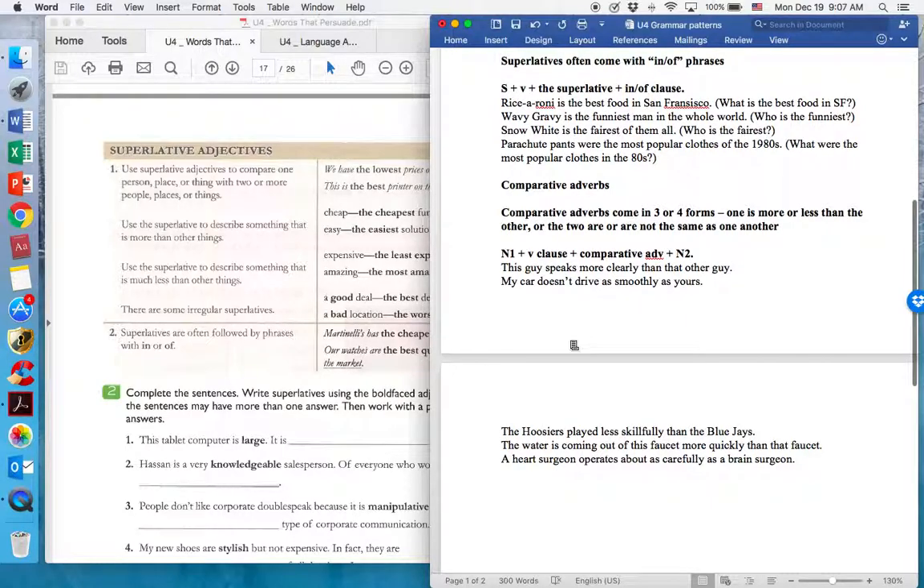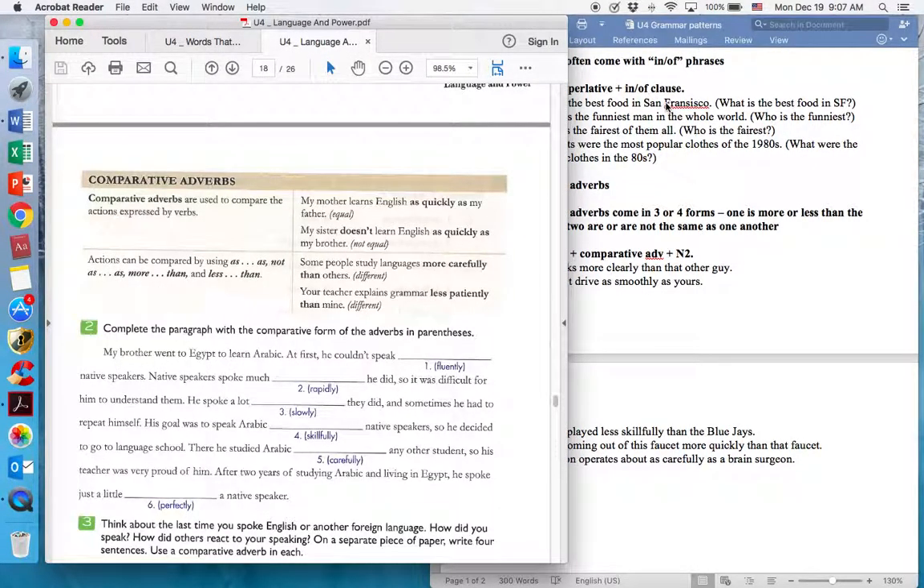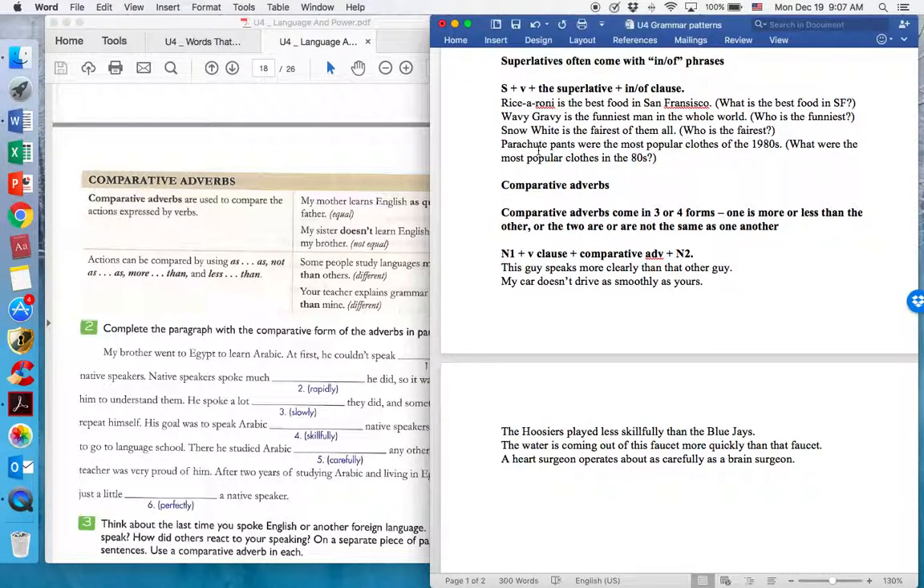Comparative adverbs use something close to the comparative adjective grammar structure. You might want to go back and review comparative adjectives.